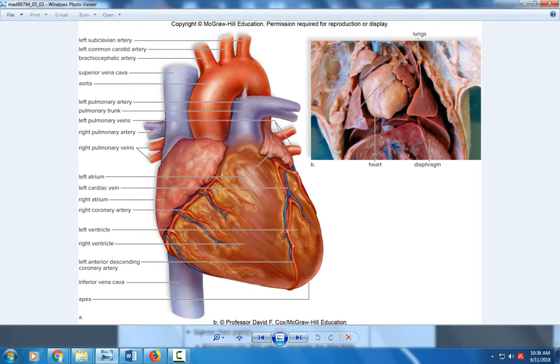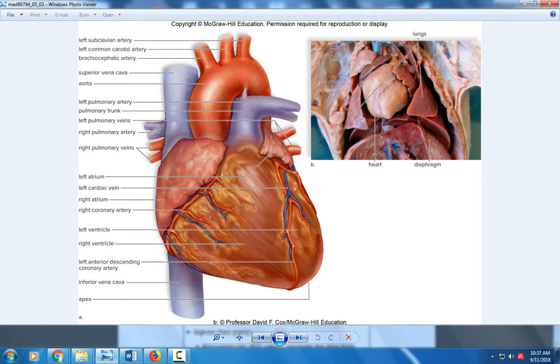We can see that there's veins that carry blood to them. So we have the superior vena cava bringing used blood from the upper part of the body, and the inferior vena cava, which brings blood from the lower part of the body into the right atrium. So both of these vessels carry blood into the right atrium.